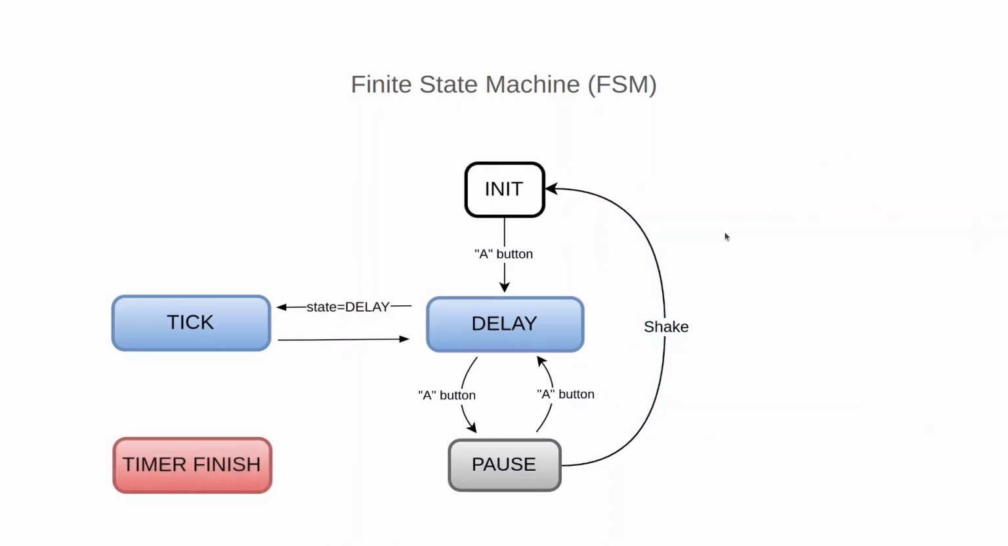Now we can also introduce another state that is called timer finish, and we can go from tick to timer finish, and after timer finish finishes, then we can go back to delay state. The important thing to know is when we are going from tick to delay and from tick to timer finish. Only if timer is still greater than 0, we are going back to delay, and if timer is equal to 0, we are going to timer finish state.